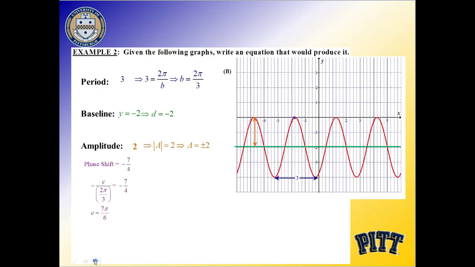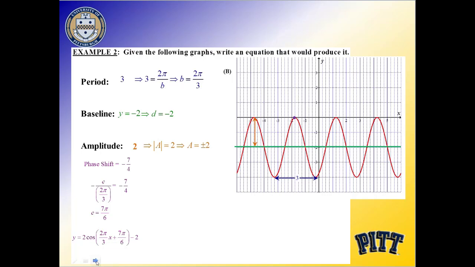-C over 2 pi over 3 should equal -7 pi over 4. And if I solve this equation, I get that C equals 7 pi over 6. Now, since I'm starting at a highest point, an extreme point, I'm going to be using cosine. And since I am starting at the highest point, it's behaving like a cosine function, so there's no reversal, so A would be a +2. So the result of this, just plugging the numbers in now, is that y equals 2 times the cosine of 2 pi over 3x plus 7 pi over 6, minus 2 would be one equation that gave me this graph.